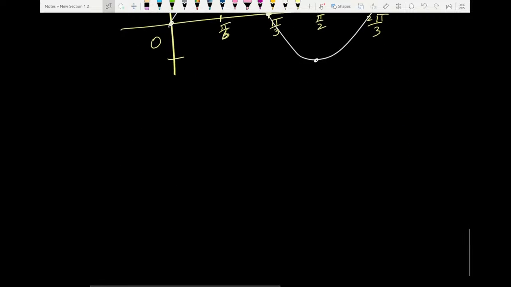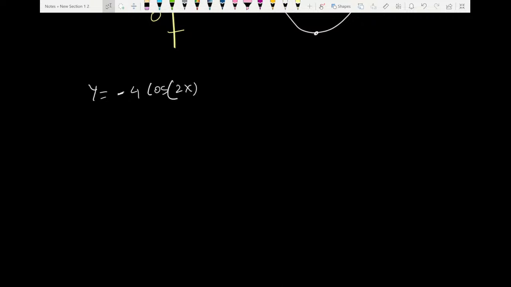Now let's do the next set. Let me make the problem a little bit more interesting: y equals -4 cosine of 2x. Go ahead and look at that.